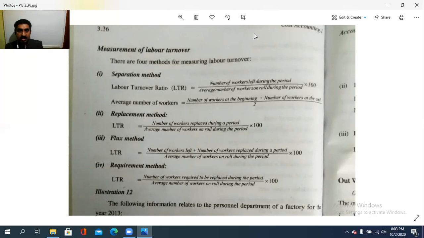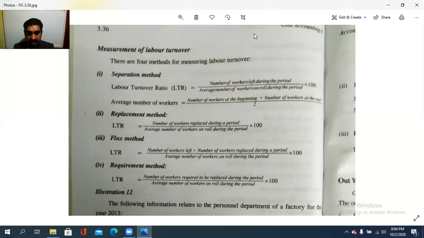Under the replacement method, it is the number of workers replaced during a period. Remember that name; replaced means moved or substituted. Divided by the average number of workers on roll during the period. In all of them, what do we divide by? The average number of workers on roll during the period. So what is the average number of workers? Number of workers at the beginning plus number of workers at the end of the period.